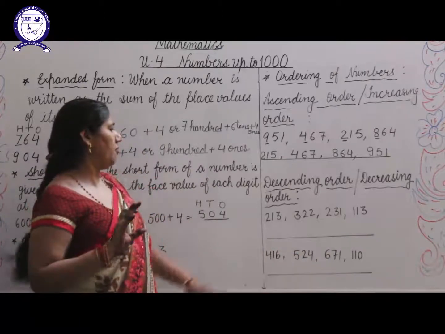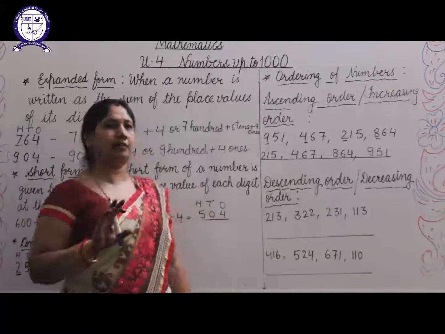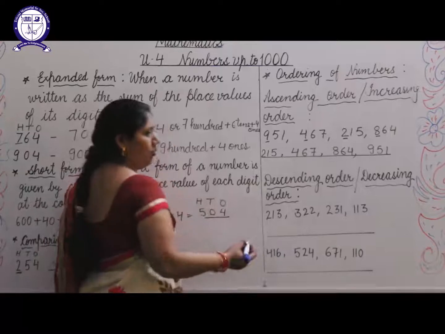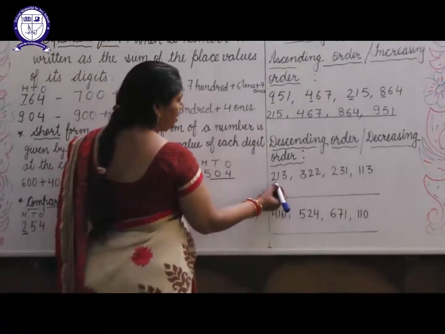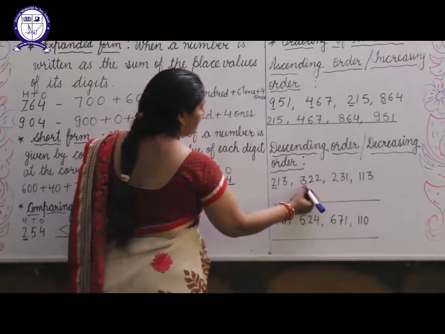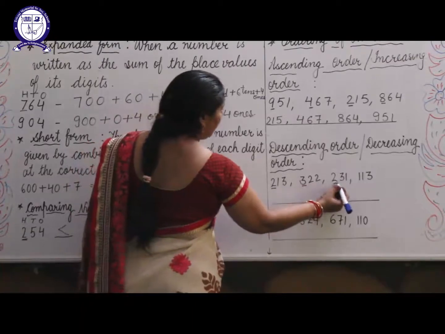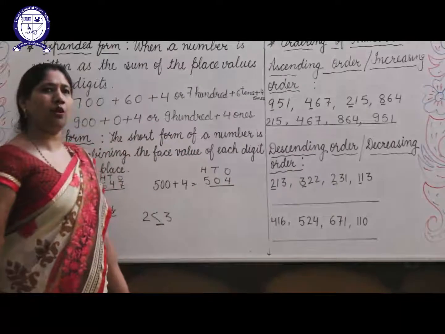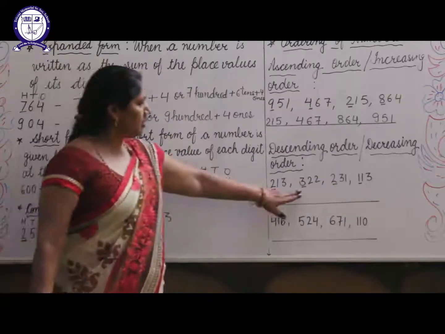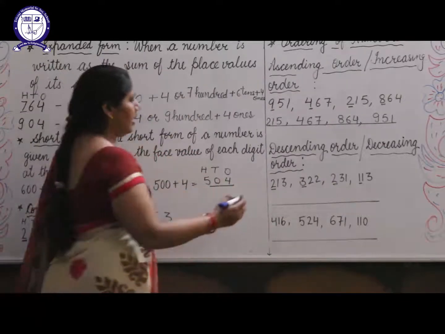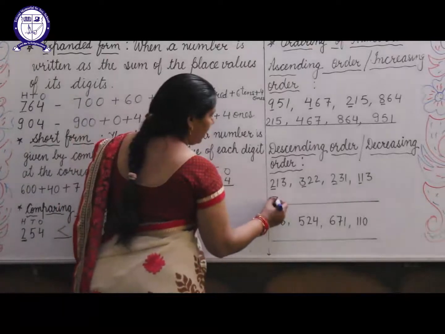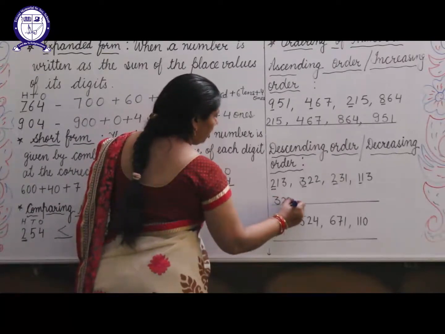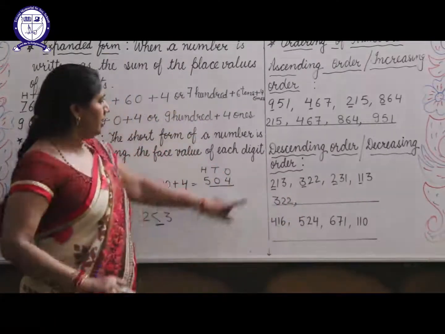So firstly we have to find out the greatest number from these numbers. So we have to compare the hundreds place. Hundreds places are 2, 3, 2 and 1. So which is the greatest number? 3. So we have to write here the greatest number, 322.